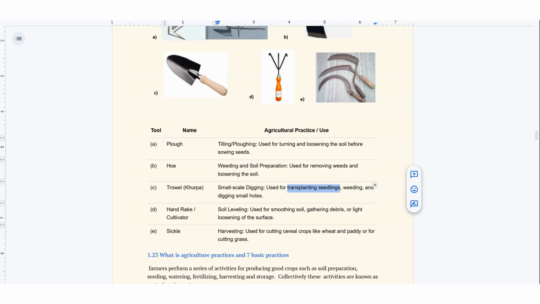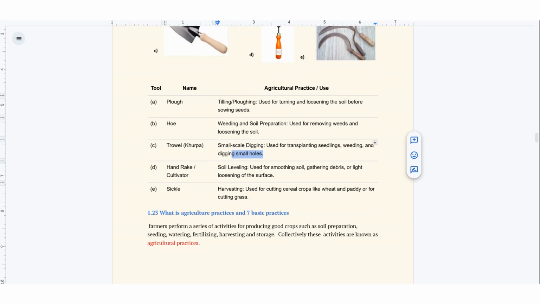Weeding, we already discussed. We will just remove it from the soil, as those are unwanted plants. Digging small holes. When you are planting a seed or a seedling, you have to dig on the production land, and then put the soil or the seedling in. So three words to remember: transplantation or transplanting seedlings, weeding, digging small holes. That is about kurpa.